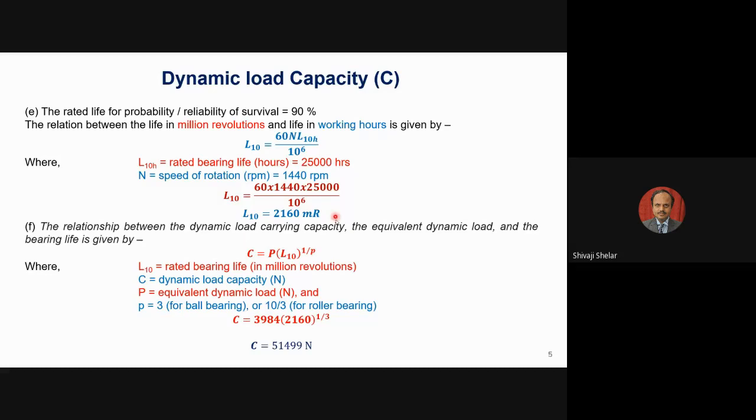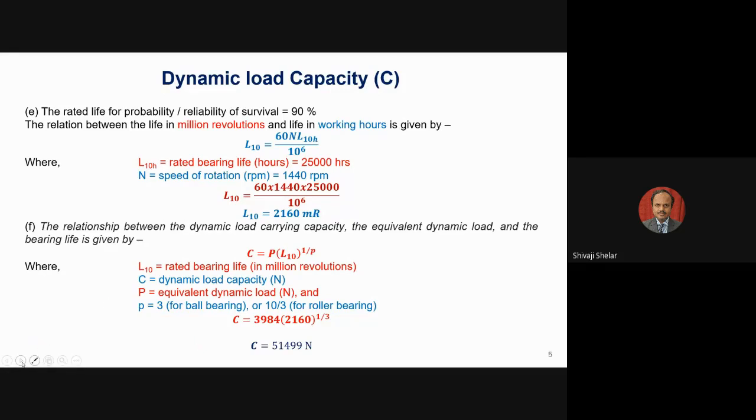Okay. So by putting these values, we have P 3984 and L10 2160. Since our bearing is a ball bearing, the exponent value is 3, so 1 upon P is 1 upon 3. So the required dynamic capacity is 51,499 Newton. This is the required value, the minimum required value.